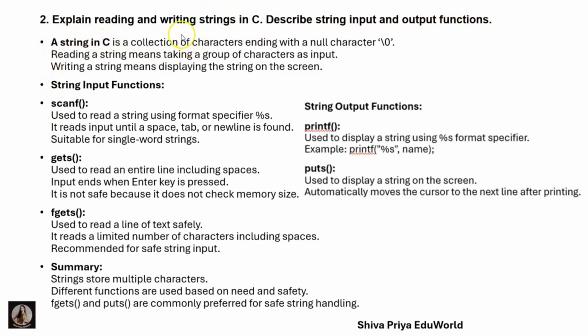A string in C is a collection of characters ending with the null character. Here, a string is nothing but a collection of characters, and it ends with the null character. Clear?